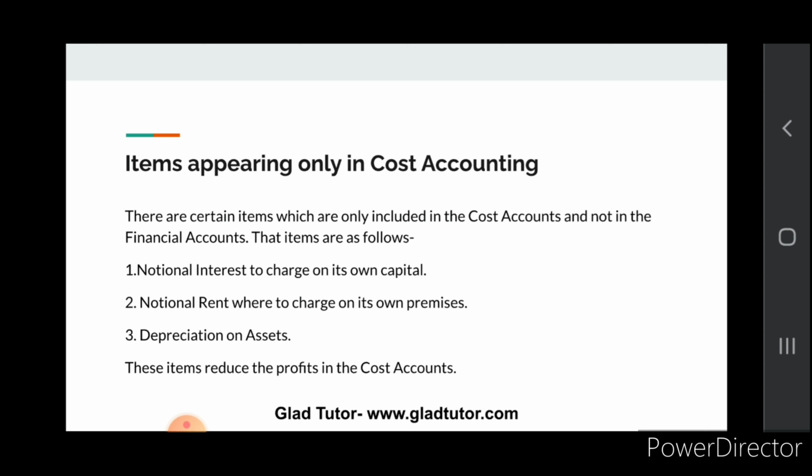And the notional rent: they also assume that the place or the factory in which they are producing their raw material or products is taken on rent. So they also charge the notional rent from themselves. Depreciation on assets is another thing. So these items reduce the profit in the cost accounts.